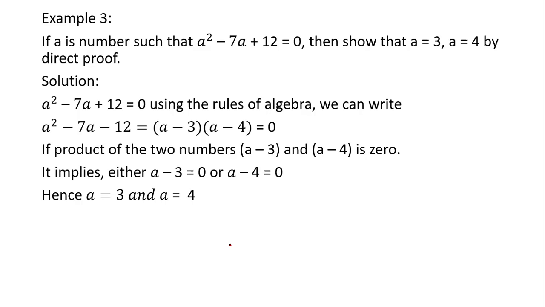Therefore, you have P implies Q. This is a step-by-step of solving the problem. So that's how we can prove it. Or you can prove the statement by what? Direct method.